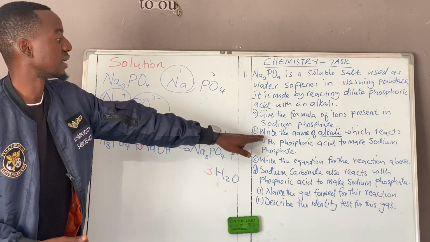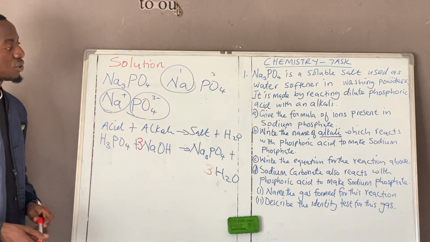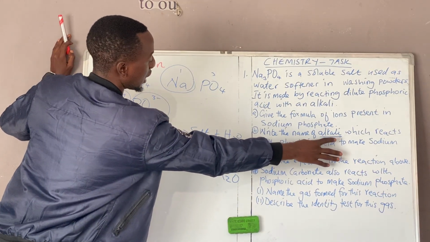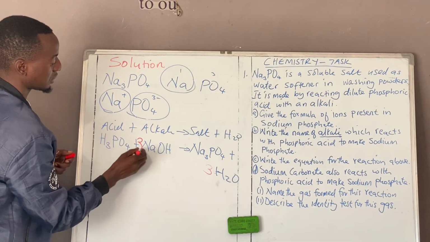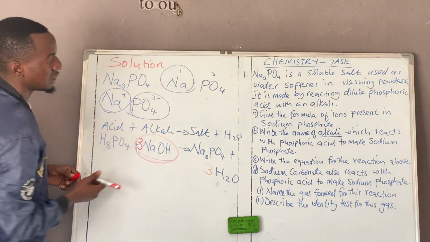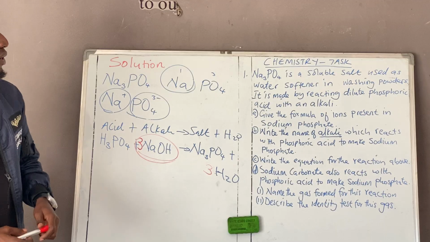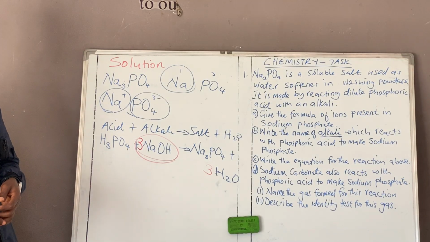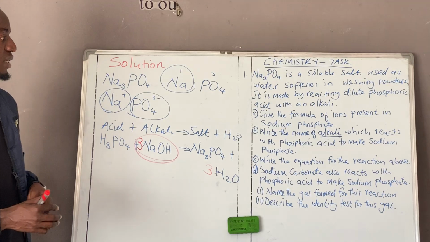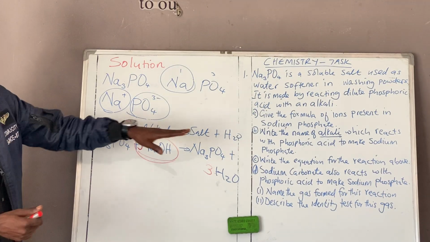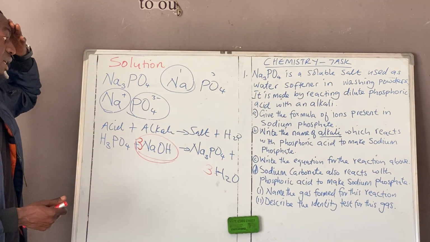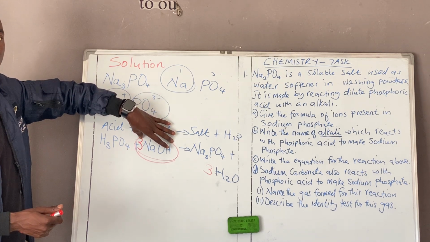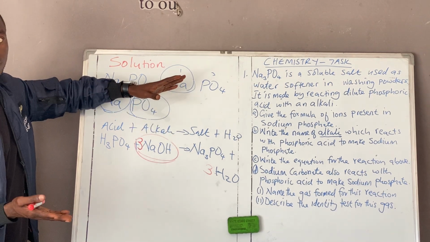Oh, this is the one, eh? So the name of the alkaline here formed is what? Sodium hydroxide. So write the name of the alkaline which reacts with phosphoric acid to make sodium phosphate. So meaning the name of the alkaline is what? Sodium hydroxide. That's all.